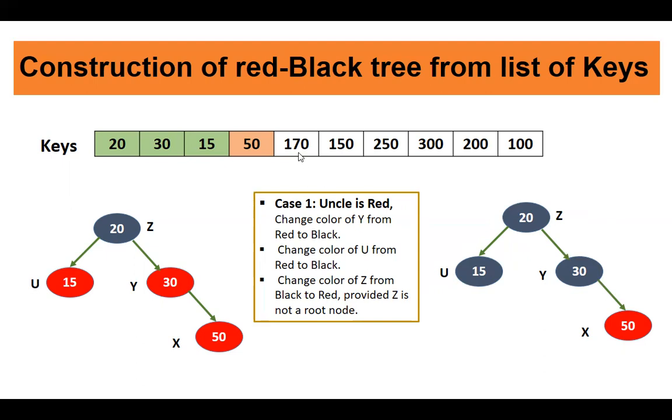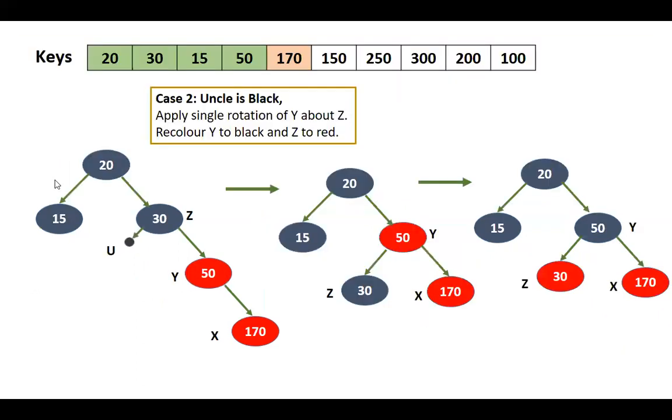Next, what you insert is now 170. Where will 170 be inserted? Greater than 20, greater than 30, greater than 50. So the right side of 50 will be 170. Right? So newly inserted node 170. Again, you put the X, Y, and Z, that is parent, grandparent, and uncle. Again, there is a red violation because a red node cannot have a red child.